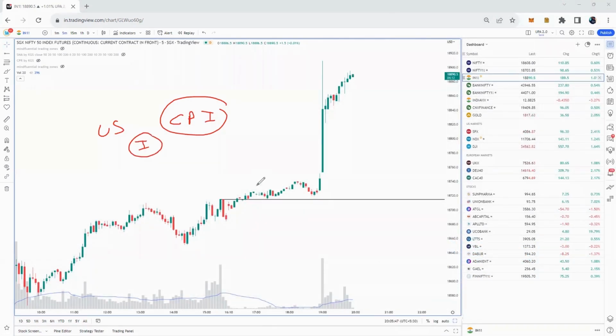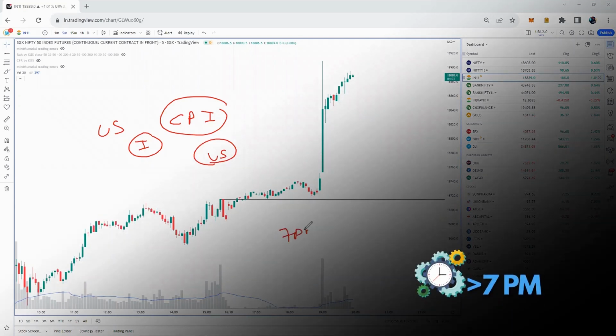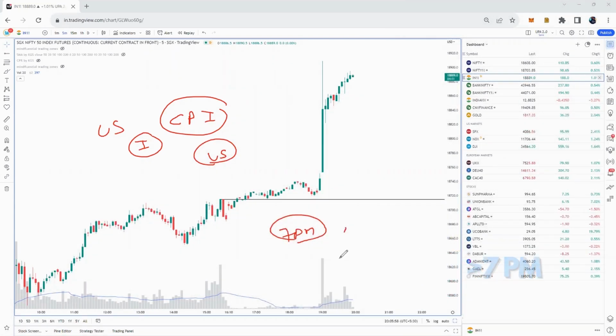US market inflation: every month, once a month, they have one particular date on which they announce the inflation in the US. That generally comes around 7 p.m., once a month, and today is that particular date. For the month of November, they are releasing it on 30th December around 7 p.m., and that is nothing but today.